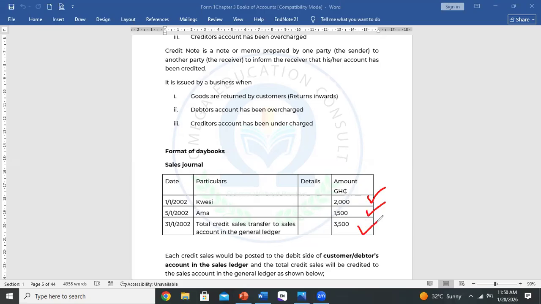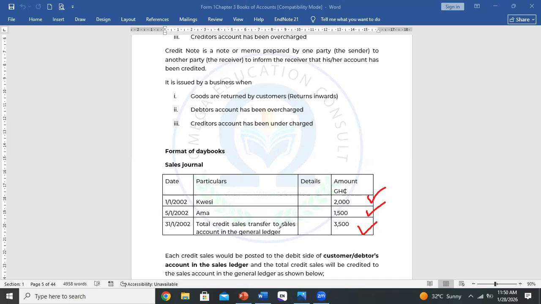Now, it is very simple. This is a sales journal, so the individual debtors here, Kwesi, Amma, you need to open their account in the sales ledger, because they are debtors. Remember, we said the sales ledger is used to keep debtors account. Now the total, which represents credit sales, would be posted to the sales account in the general ledger. Even that one is stated here under the particulars.